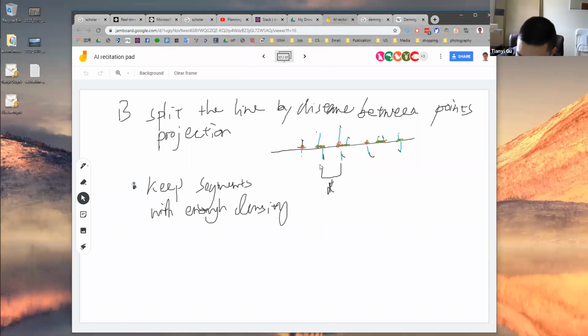All right, so maybe another color. So say we only keep them with enough density. I don't know, this goes away, maybe this goes away, this goes away. So we have 3 left. And then in the rest of the segment, we keep the best segment, keep only one segment. The best in terms of the densities, all right.